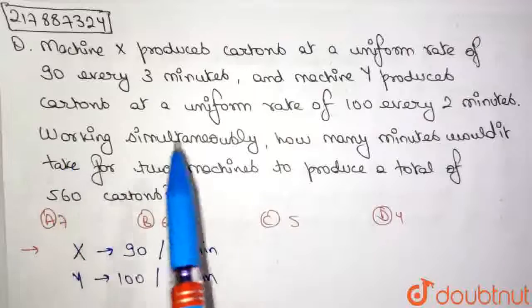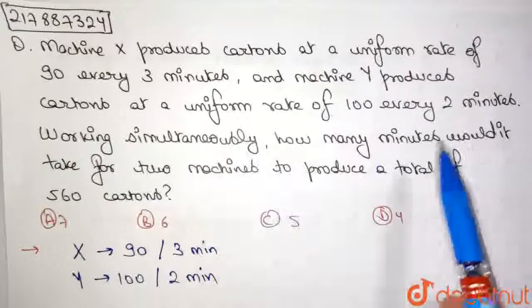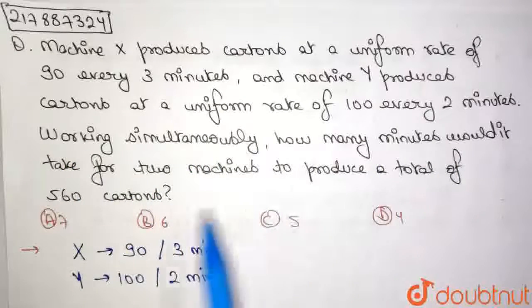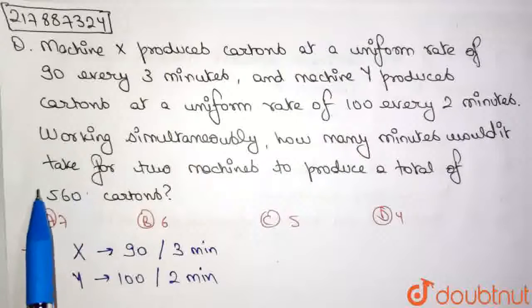Now, working simultaneously, how many minutes would it take for two machines to produce a total of 560 cartons? That means both the machines X and Y are working together, and together they have to produce 560 cartons. So how much time would they take working together to reach this particular target?